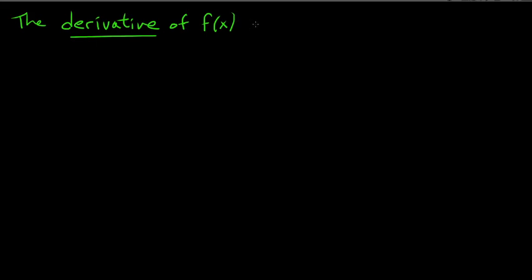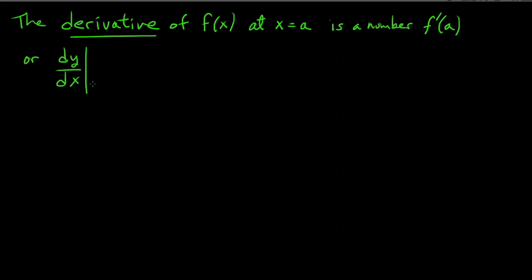I'm not sure how I want to do this. So let's say the derivative of a function at a specific point. Let's say at x is equal to a, right, is going to be a number. And we can write that number down a couple of ways. We can write it as f prime of a, right? Or we can write it as dy over dx evaluated at x equals a. So that's a little cumbersome to write it that way, but it means the same thing as f prime of a, right?